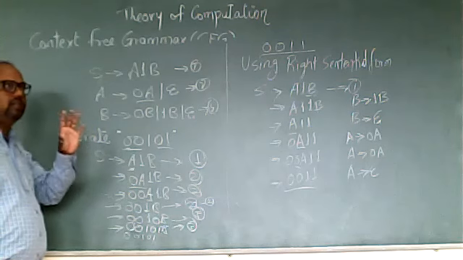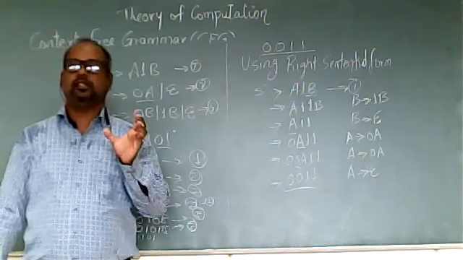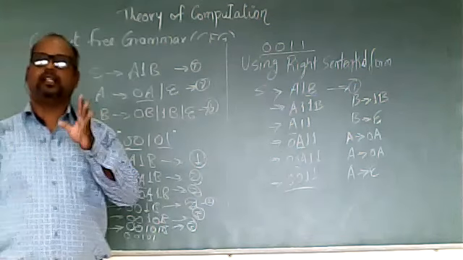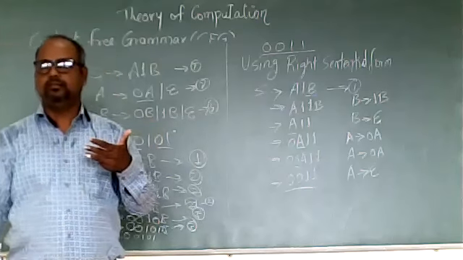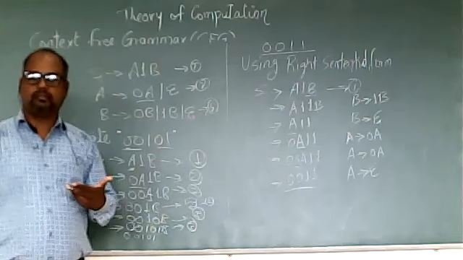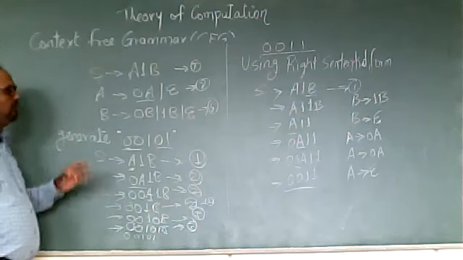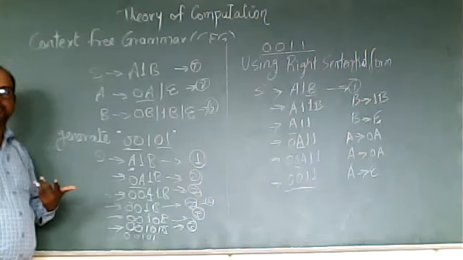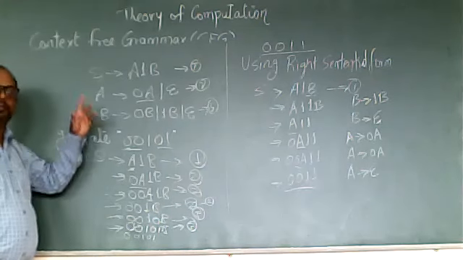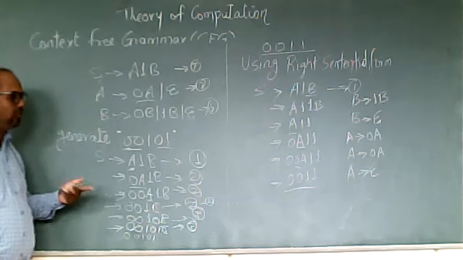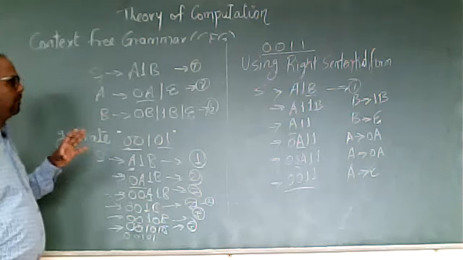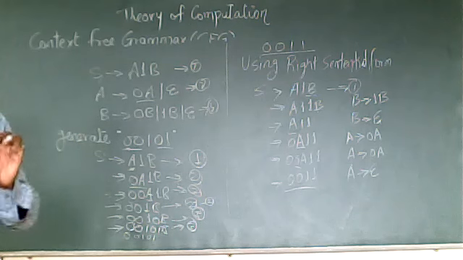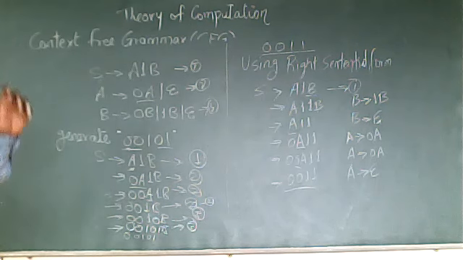Our task is, if the language is given, suppose they say a raised to n, b raised to n, or a raised to m, b raised to n where m is greater than n, meaning the number of a's is greater than the number of b's. If this is the problem statement, our task is to write the productions to generate that type of language. Now this is logical; we have to think about what the production will be. So this is something about the CFG, context-free grammar.